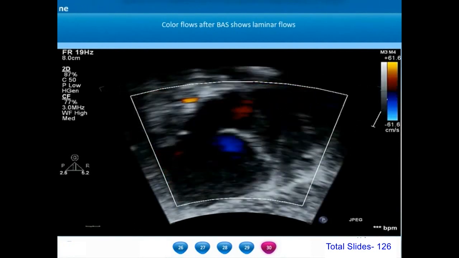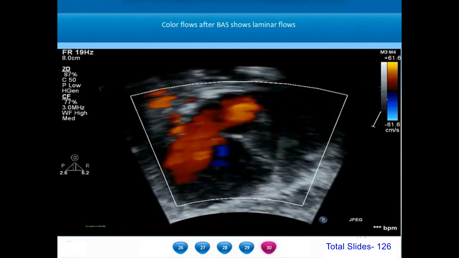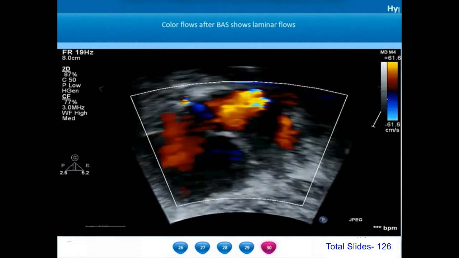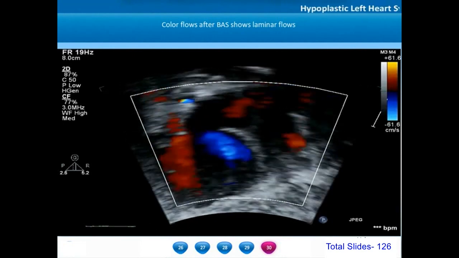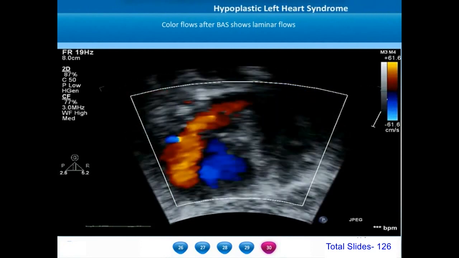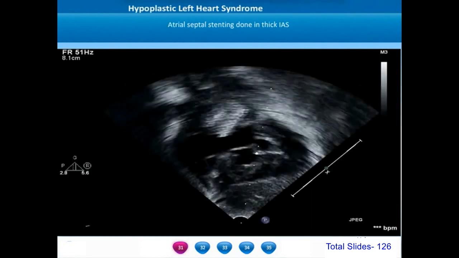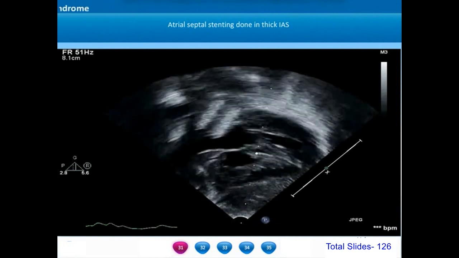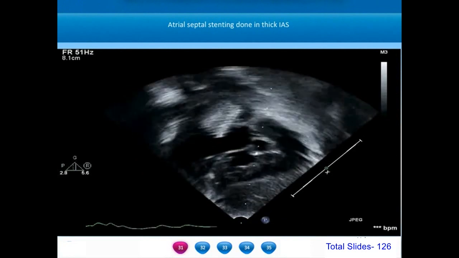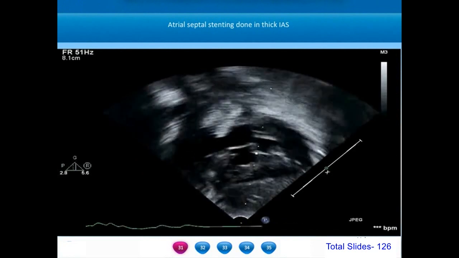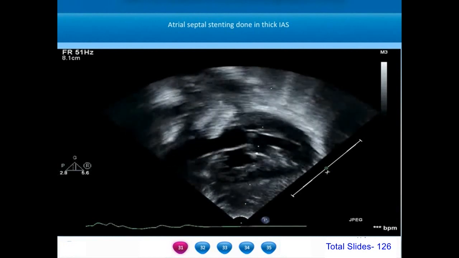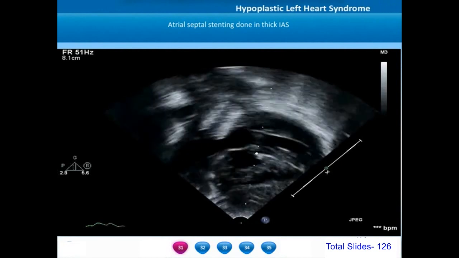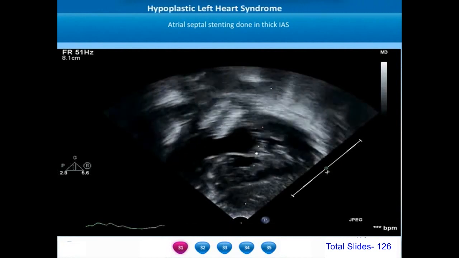After a balloon atrial septostomy, a color flow Doppler indicates that there is a laminar flow of blood from the left atrium into the right atrium, and there is no interatrial gradient. When the interatrial septum is very thick and muscular, a balloon septostomy is not going to offer any significant advantage. Atrial septal stenting may have to be resorted to for creating a dependable interatrial communication.